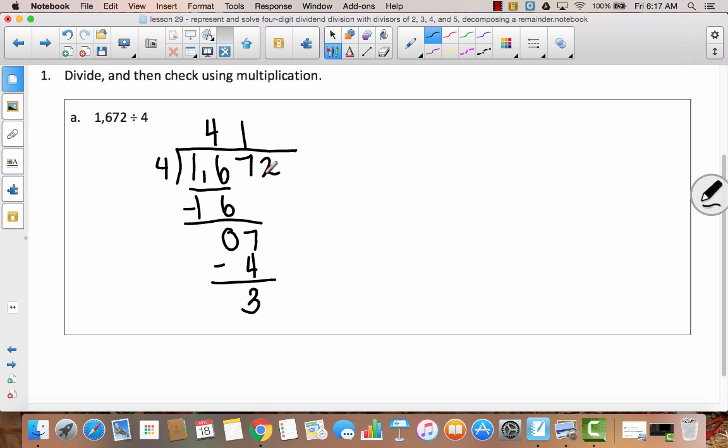So I'm going to take these 3 tens and add them to these 2 ones. And now I have 32 ones. So I have to think to myself, what is 32 divided by 4? So if I count by 4s to 32, I will get 8. 8 times 4 is 32. That leaves me with a remainder of 0.